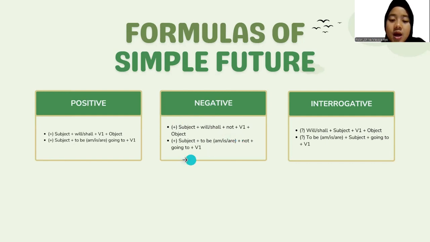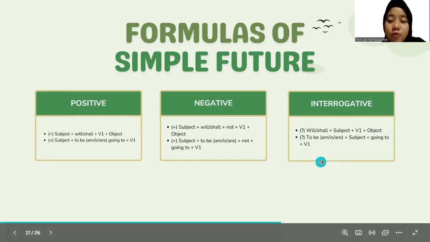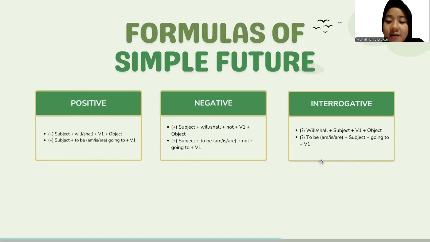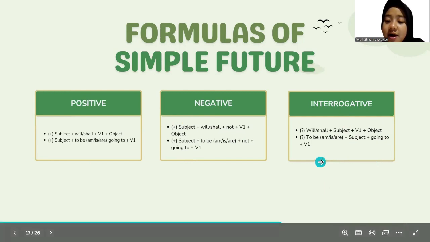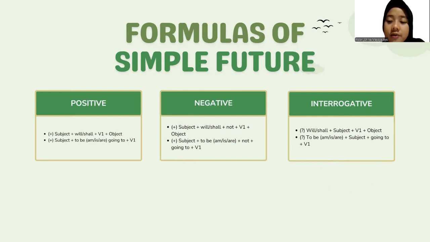Now for the negative, we have subject plus will, shall, plus not, plus verb one, plus the object. And then the other one, we have subject plus to be, am, is, are, plus not, plus going to, plus verb one. Same goes with the interrogative. We have will or shall in the beginning, and then we have subject plus verb one plus object. And for the second one, we have to be, am, is, are, plus subject plus going to plus verb one.